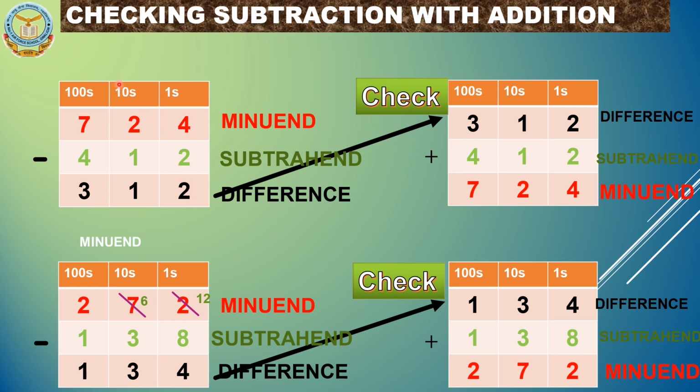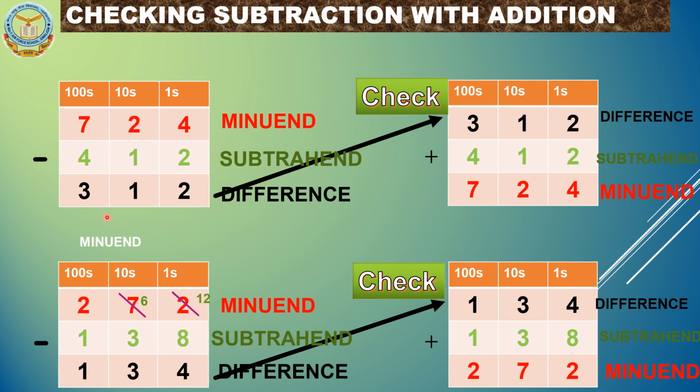Now move to the tens place. In tens place also 1 is less than 2. So we can subtract, 2 minus 1 equal to 1. Now move to the hundreds place. In hundred place 4 is less than 7. We can subtract, 7 minus 4 equal to 3. Now we got the difference 312.